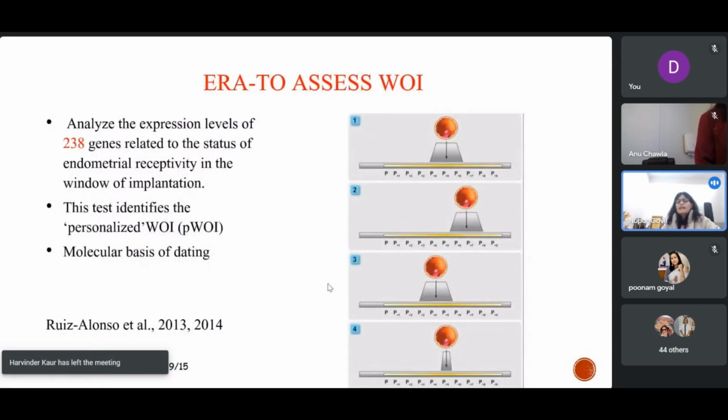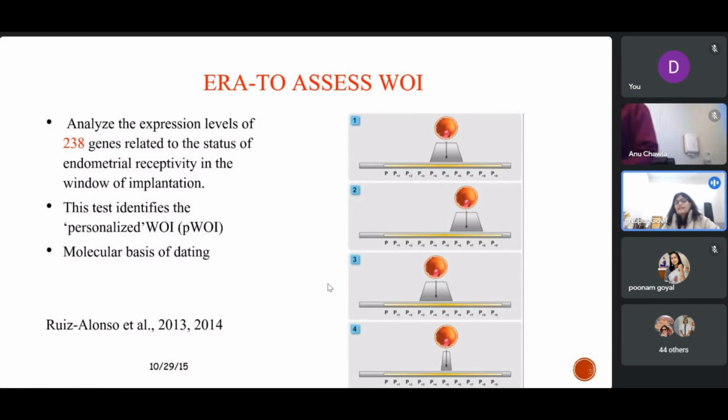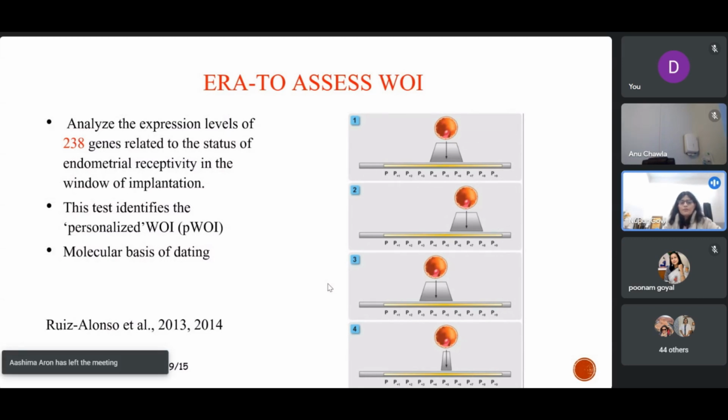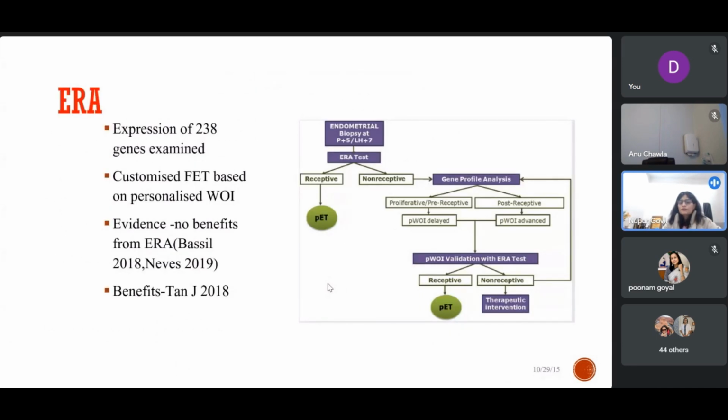Coming to ERA, we know it uses an array to analyze the expression of 238 genes, and it identifies a personalized window of implantation. Based on this window of implantation, we characterize the endometrium as receptive, pre-receptive, or post-receptive, and accordingly your progesterone supplementation is adjusted, and your embryo transfer is adjusted. And again, if it comes out non-receptive, the testing is repeated to check whether, with the adjustment done, the endometrium has now become receptive or not. If it still comes out non-receptive, then some therapeutic intervention is done. So this was the most controversial and most debated test.